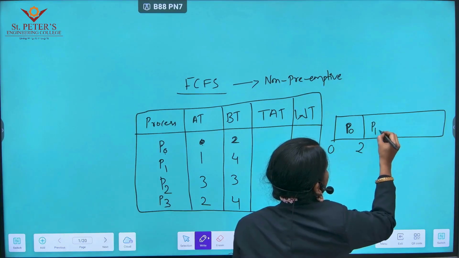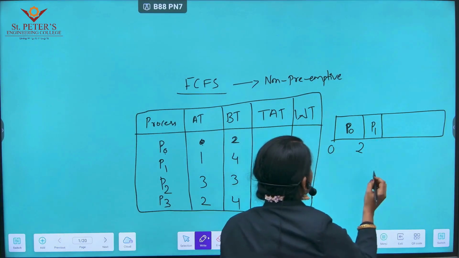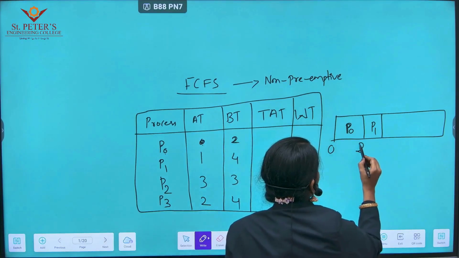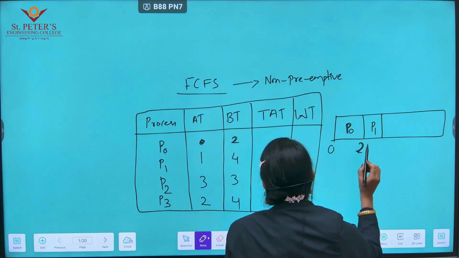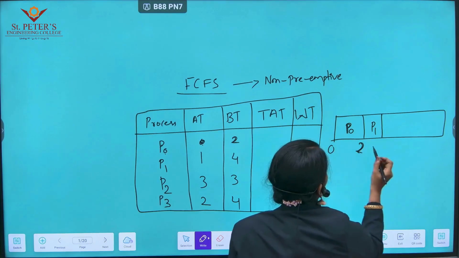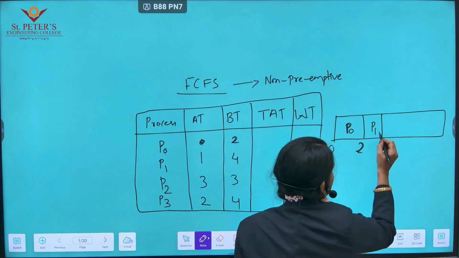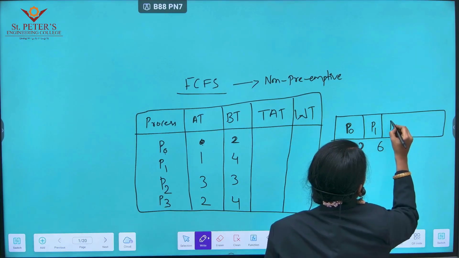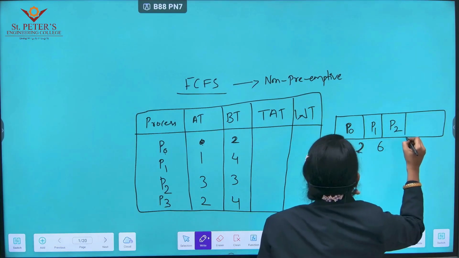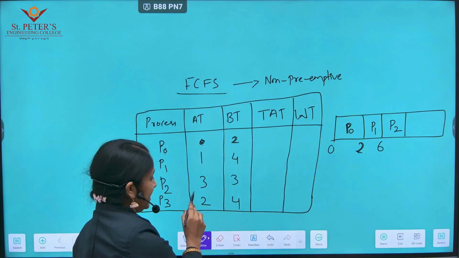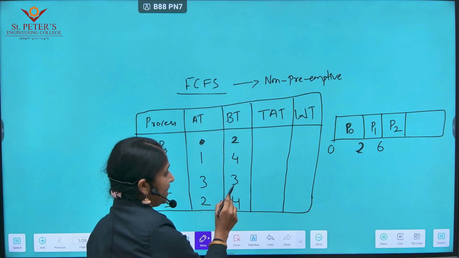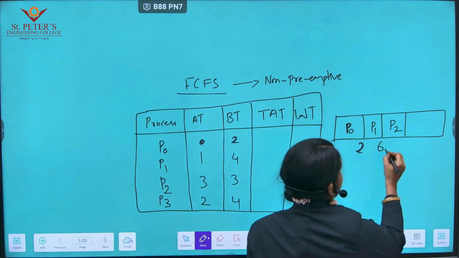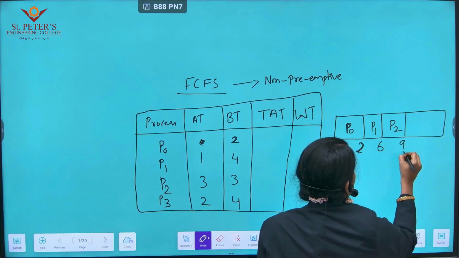Next P1 will be completing in 4 milliseconds, that is after the 2 milliseconds in which P0 completed, so 2 plus 4, 6. It means P1 will be completing in 6 milliseconds. Next coming to P2, arrival time is 3, and it will complete in 3 milliseconds. So that is 6 plus 3, 9.